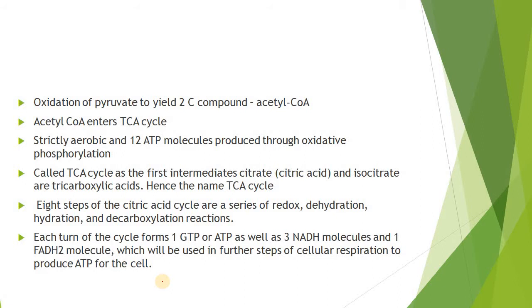What actually happens here is that this pyruvate, which is formed during the glycolysis reaction, is oxidized to yield a 2-carbon compound called acetyl-CoA. This acetyl-CoA enters the TCA cycle, and this is a strictly aerobic process in which 12 ATP molecules are produced when this TCA cycle is coupled with oxidative phosphorylation.